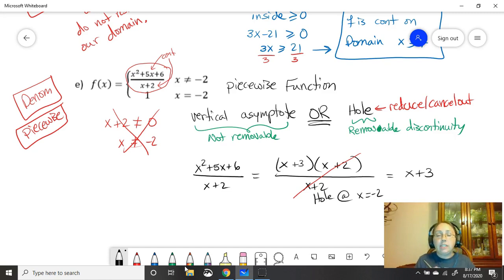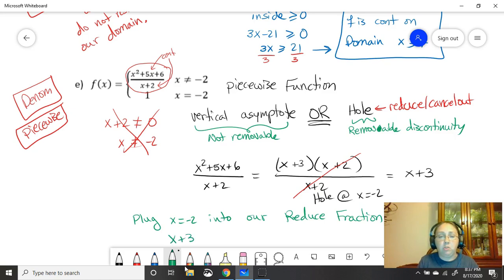The question is, does the second piece of our piecewise function fill in the hole? So how do we determine that? We're going to plug x equals -2 into our reduced fraction. So take your x plus 3 that you just found, plug in your -2 for x, and we end up with what answer? 1. That's what they have here. So they have, in fact, said, okay, the first function, the fraction, has a hole at x is -2. The hole is actually at what we just found, 1.